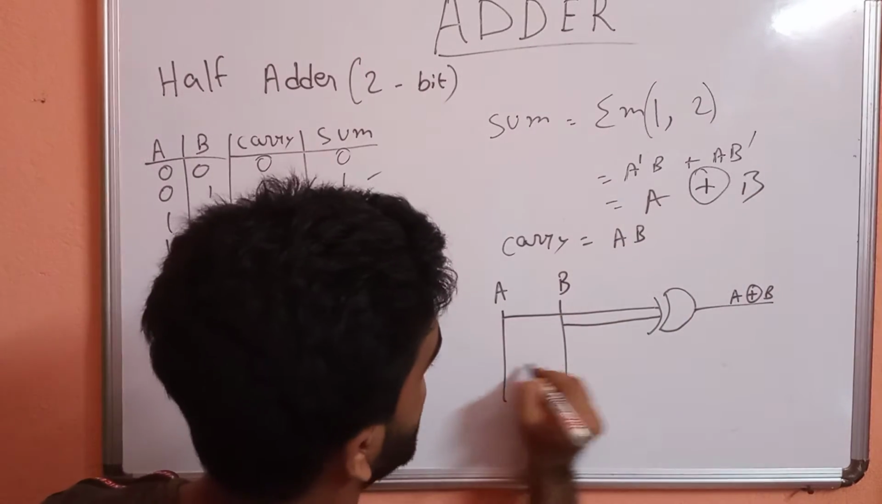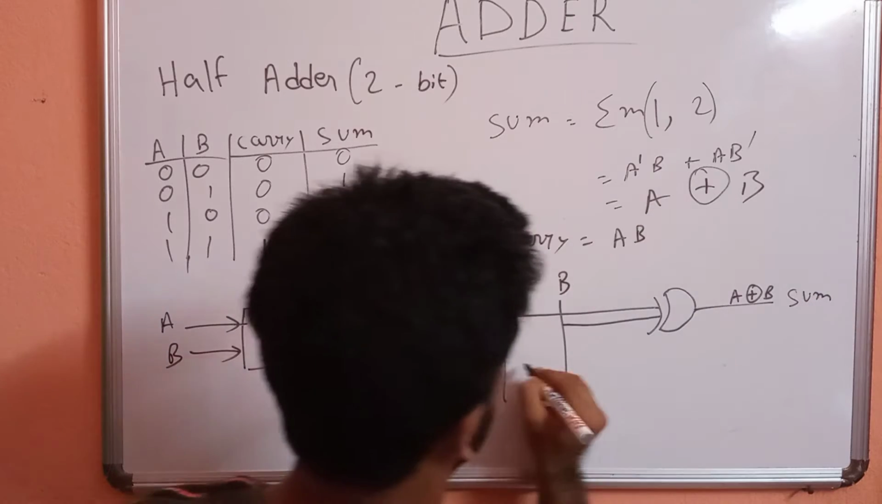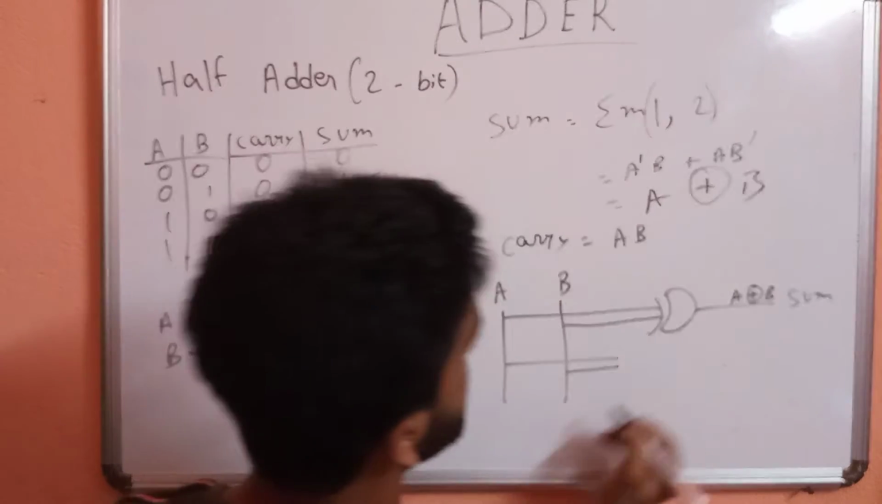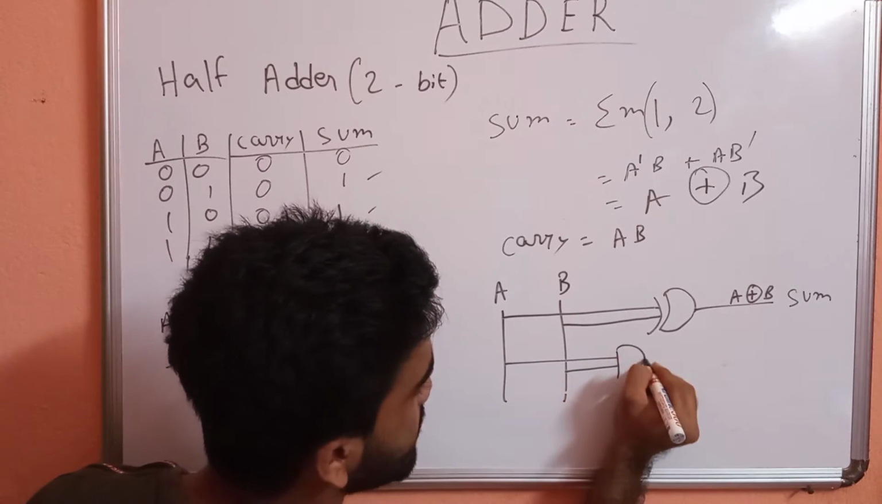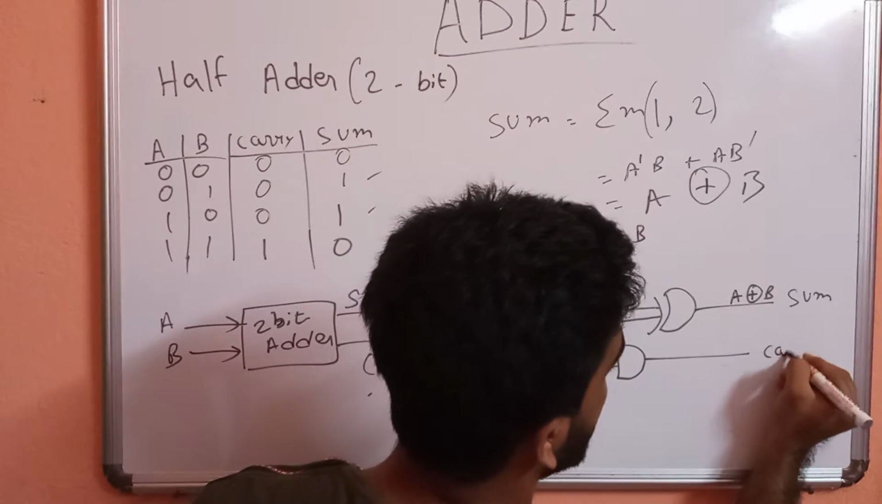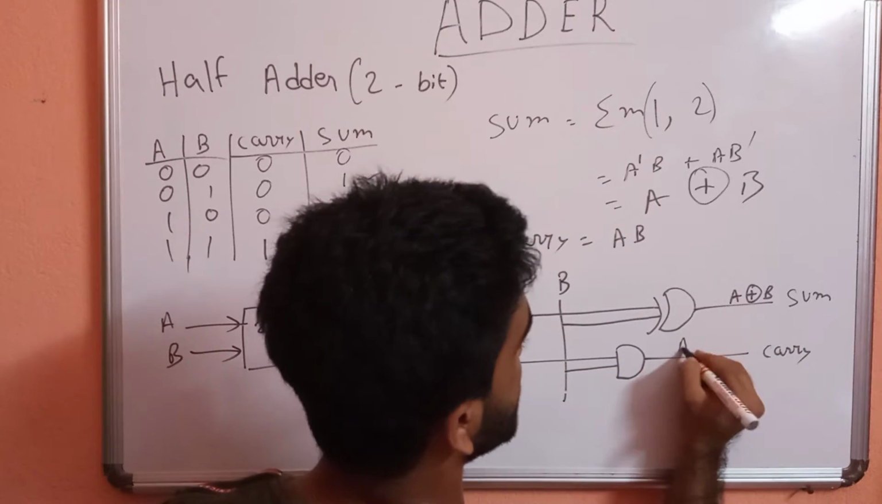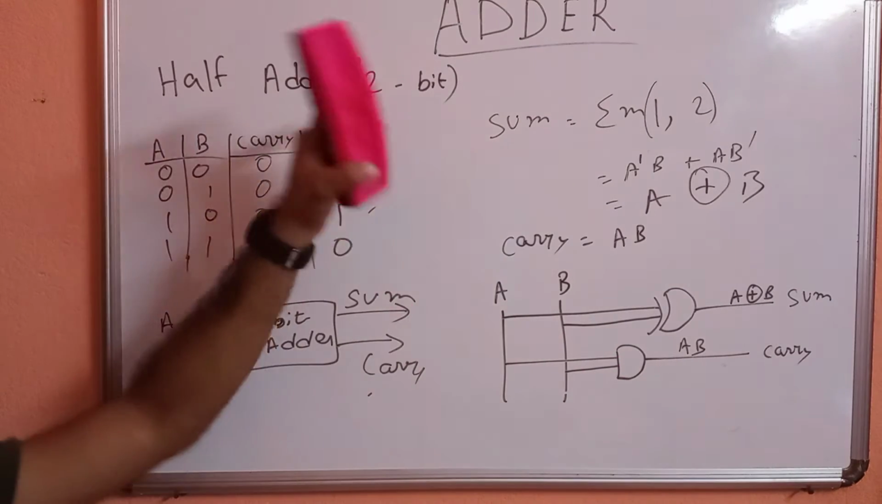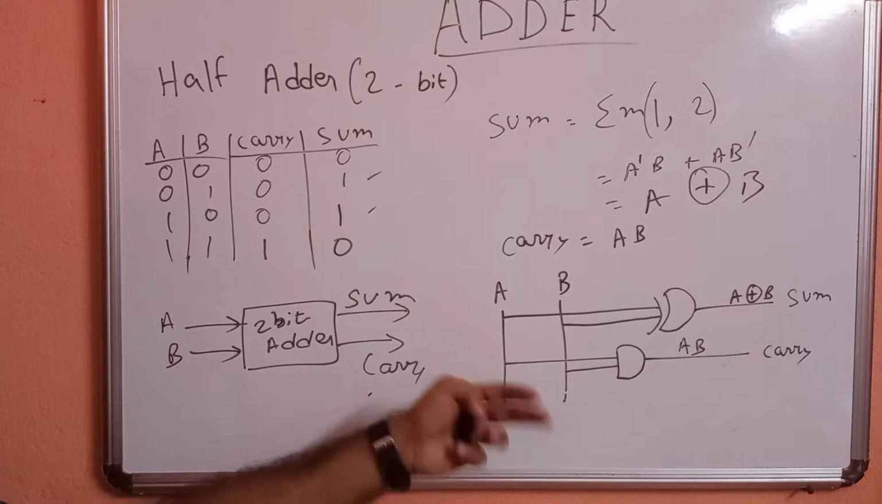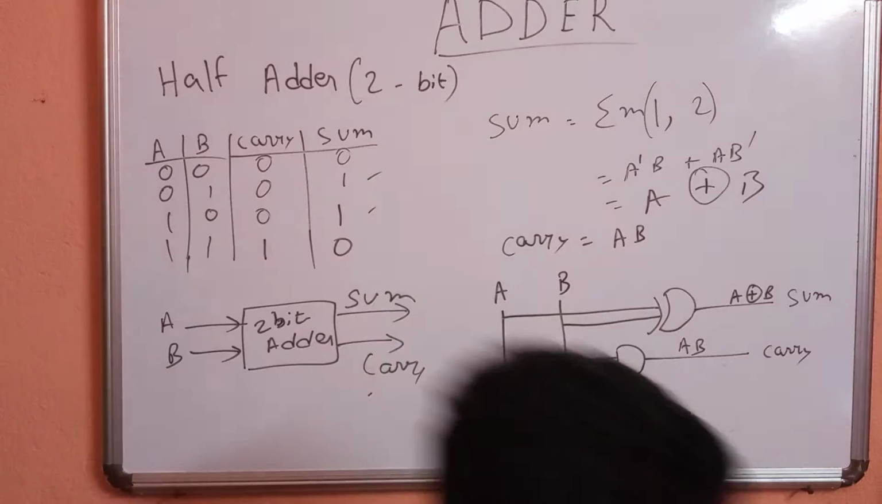Now the carry part. This is my sum part. Now the carry part, A and B. This is AND. This is my carry. A, B. I hope this is our half adder. I hope you understood. You can take a screenshot of this part.